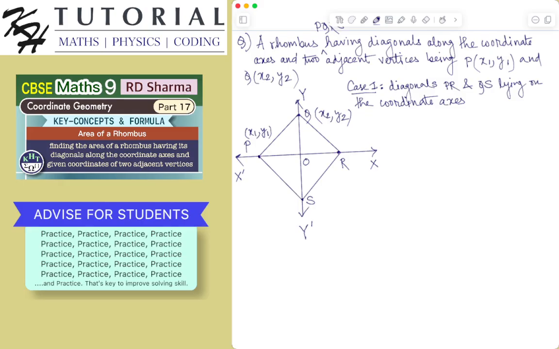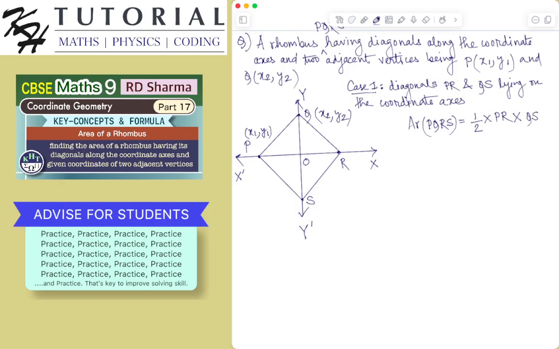Now we know that the area of the rhombus PQRS is equal to half multiplied by the product of the lengths of the two diagonals. So it will be half multiplied by PR, the length of the diagonal PR, and QS. This will be the area of the rhombus PQRS. So how do we find the length of the diagonal PR and the diagonal QS, where we know the coordinates of the points P and Q?